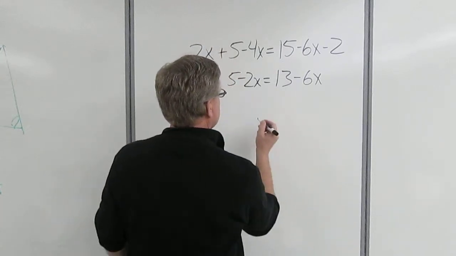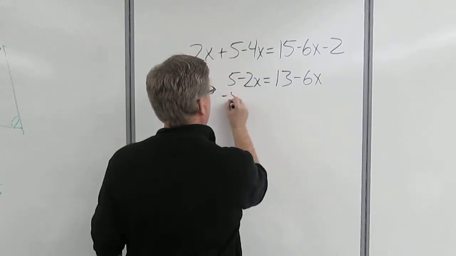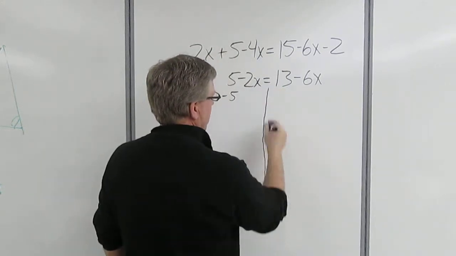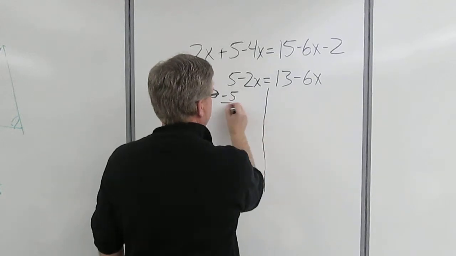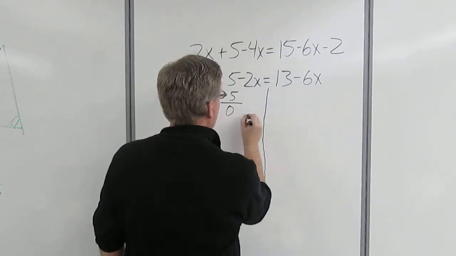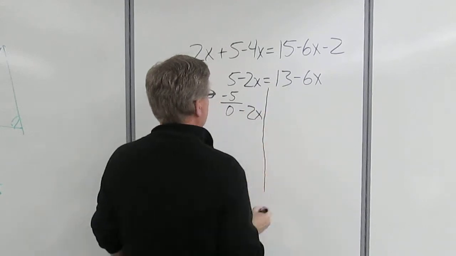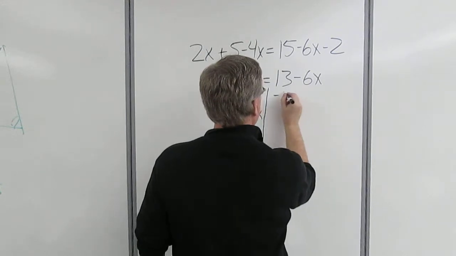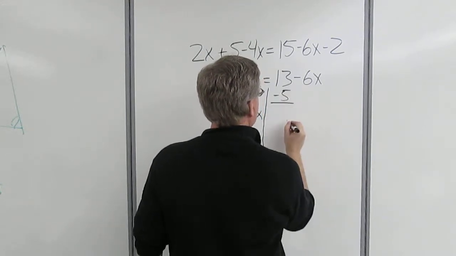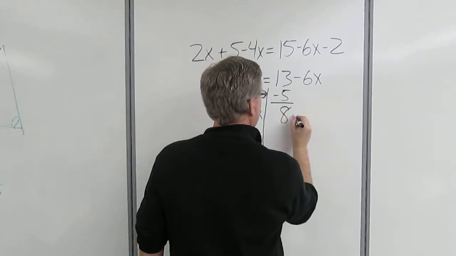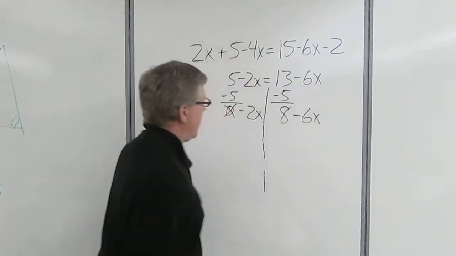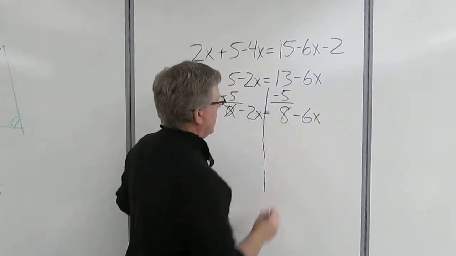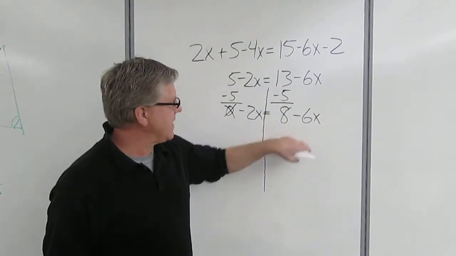Let's subtract 5 from each side. So we're going to end up with minus 5. We're going to go like this to kind of keep both sides separate. So minus 5. So we're going to end up with 0 minus 2x. So that's going to just cancel out. Minus 5 over here. So that's going to be 8 minus 6x. Okay? So we've got negative 2x equals 8 minus 6x.